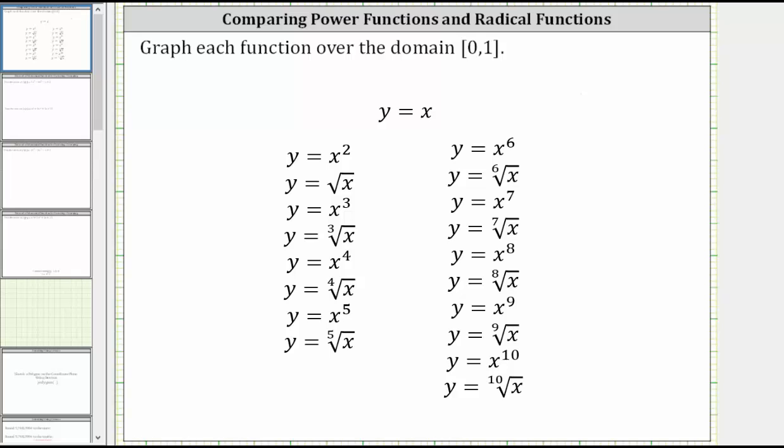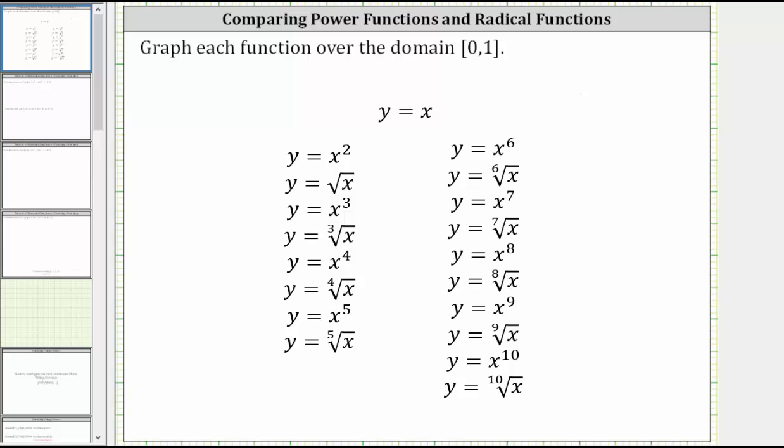I wanted to share an activity that shows the beauty of mathematics. Here we're asked to graph each function over the domain, the closed interval from 0 to 1. We have y equals x squared, y equals the square root of x, y equals x cubed, y equals the cube root of x, continuing all the way to y equals x to the 10th, and y equals the 10th root of x.